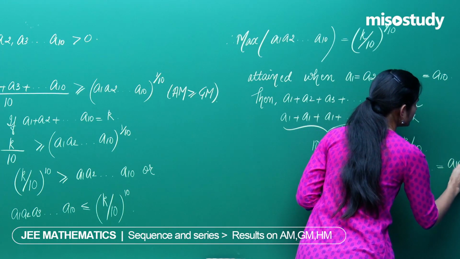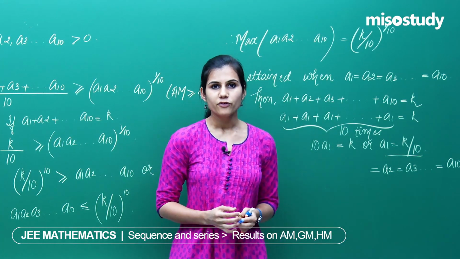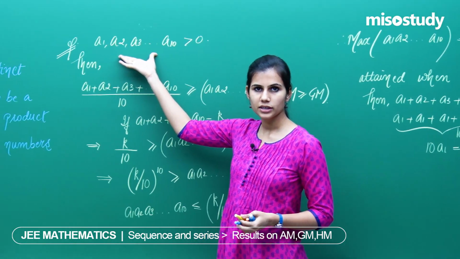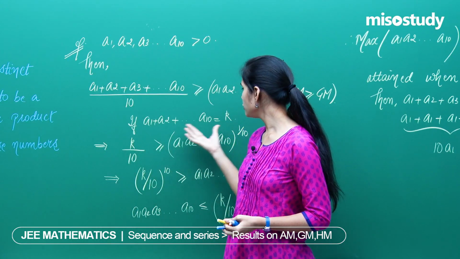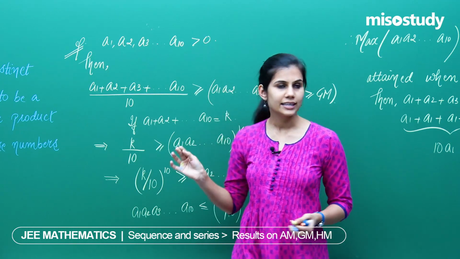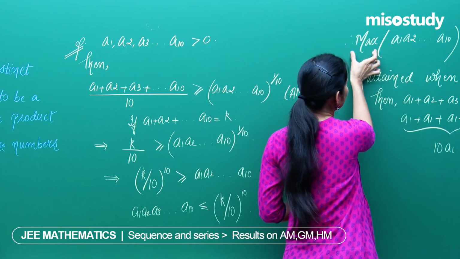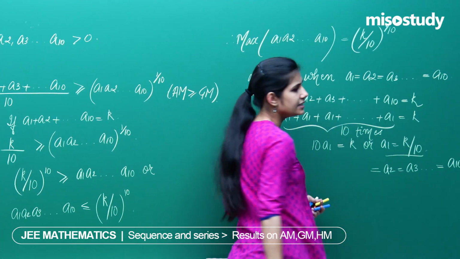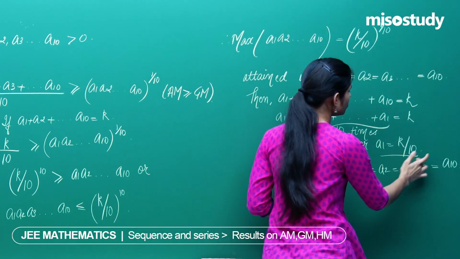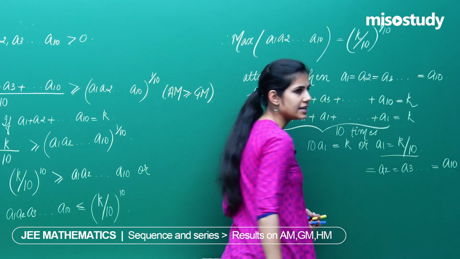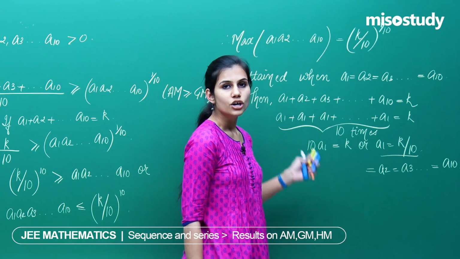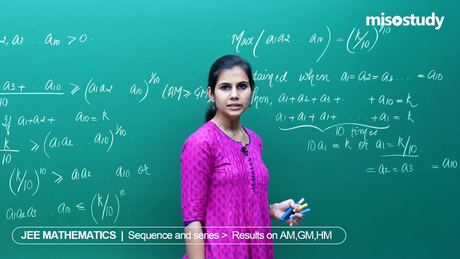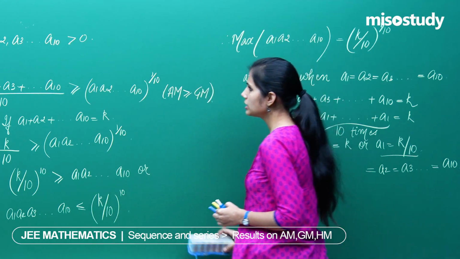And therefore, whenever you have n distinct positive numbers such that their sum is a constant, in that case their product is maximum only when all these n distinct terms are equal and equal to K upon n. N is the number of terms and K is the constant which is equal to the sum of these n distinct positive terms. Fine. That's all about the first result.